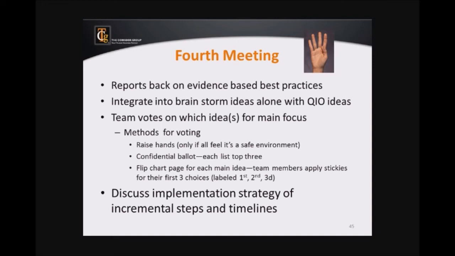On your fourth meeting, have team members report back on their best practice research. Remember, best practice is not just what your team thinks would be best. It is practice that has been studied and evaluated and can be expected to be replicated. Integrate the literature search findings and ideas from the QIOs into the brainstorm ideas. While there may be several main ideas the team feels are worth testing, try to do no more than one at a time, unless the interventions planned are similar and can be combined. So how do you decide which improvement ideas to implement and evaluate?